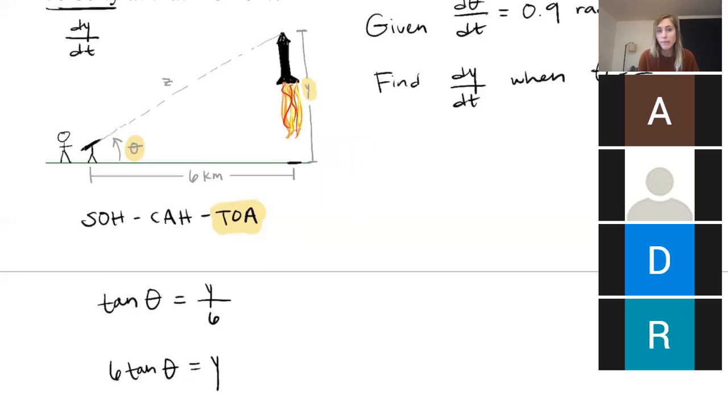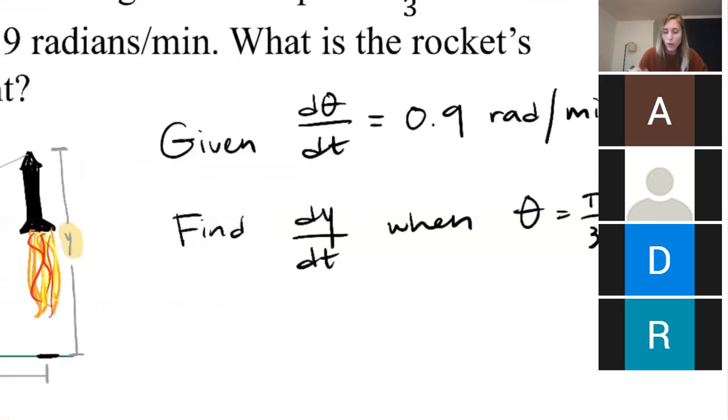Could you repeat why you use SOHCAHTOA, or what you're talking about right there? Sorry. Yes, okay. So looking at the rate that we're given and the rate that we're trying to find, we know that we need to come up with an equation that has a theta in it and a y in it, so that when we differentiate with respect to t, we end up with a d theta over dt and a dy over dt.